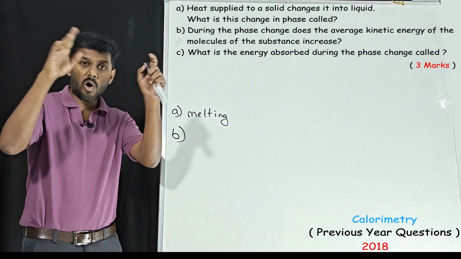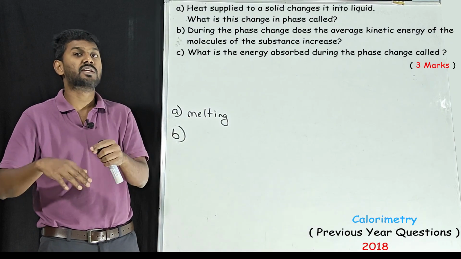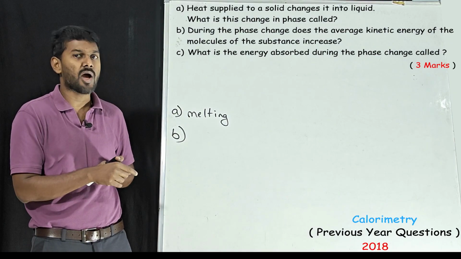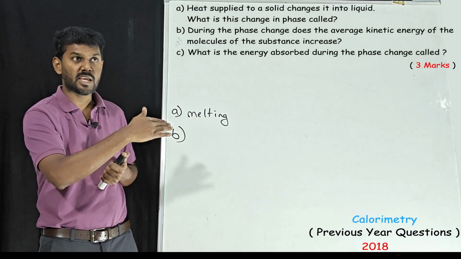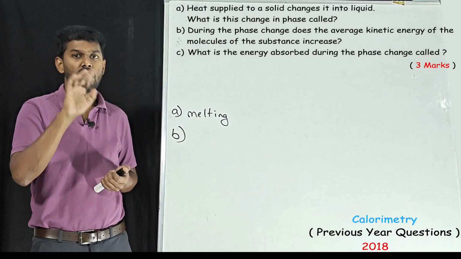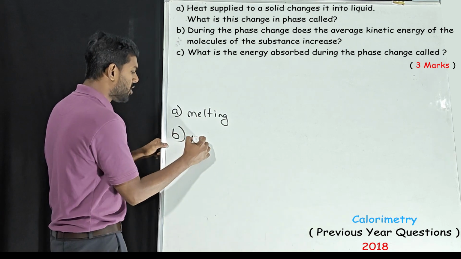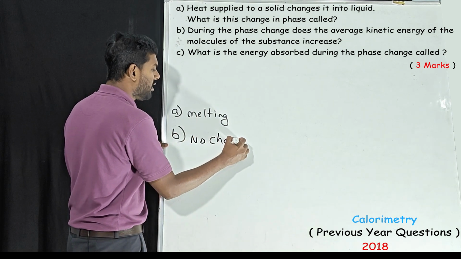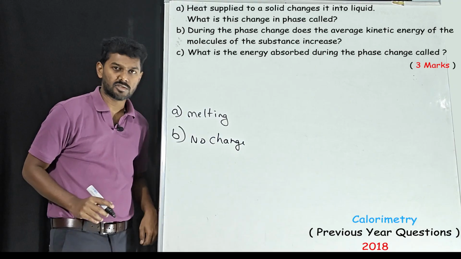We are training you in all the angles so that if the same question is asked in a different way, you should be able to answer. So in this case, temperature remains constant. That's why average kinetic energy remains constant. You can write it as no change or you can write it as remains constant.